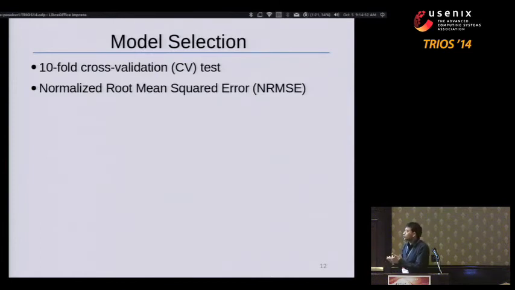Basically, in this 10-fold cross-validation test, we divide the data set into 10 parts. I have shown that we collected the 80 data points by running 20 programs with 4 different numbers of threads.